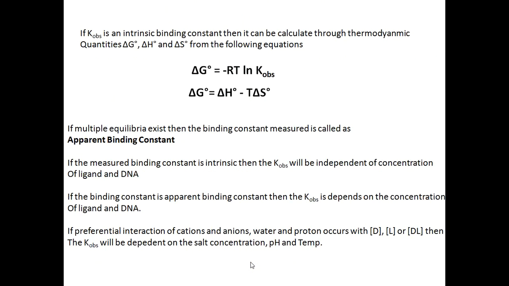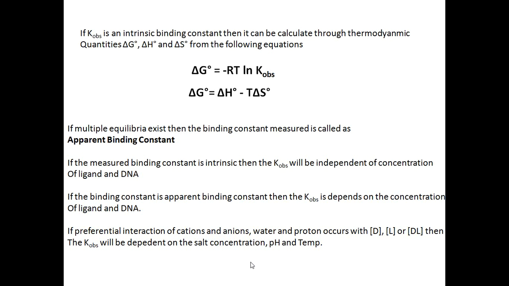So if K_obs is an intrinsic binding constant, then it can be calculated through thermodynamic quantities, like the free energy concept, that is, delta G naught is equal to minus RT ln K_obs, and delta G naught is equal to delta H naught minus T delta S naught. But as I said, if the type of binding is in multiple forms, then the binding constant which is measured is called the apparent binding constant.